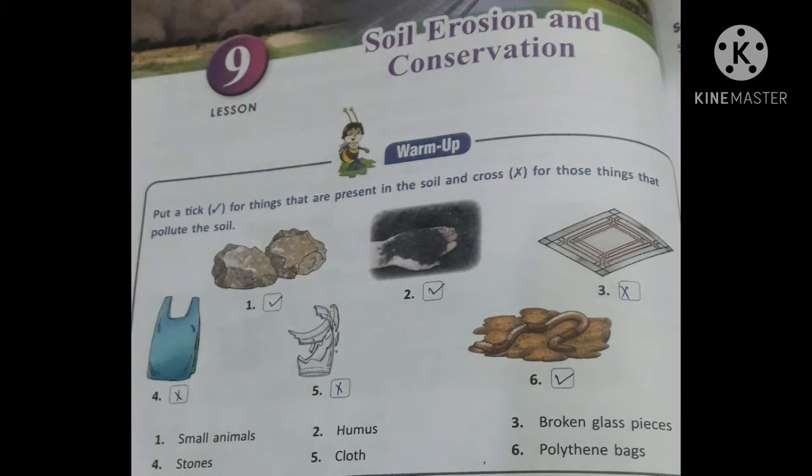And the fifth is broken glass. Broken glass pieces also pollute the soil. And the sixth is small animals. Small animals are present in the soil and they are helpful for the soil. They don't cause any pollution of the soil.